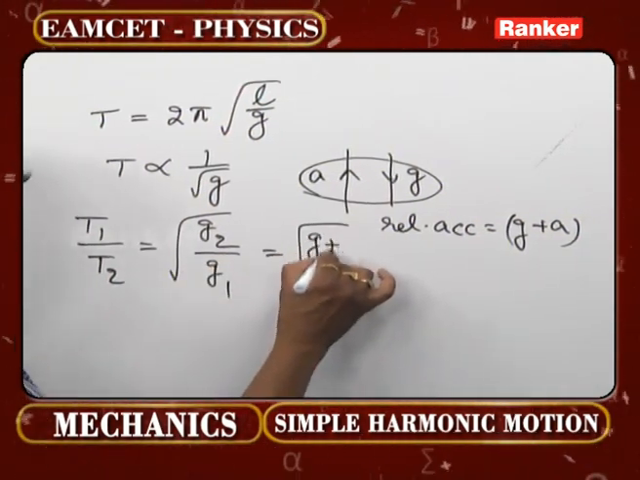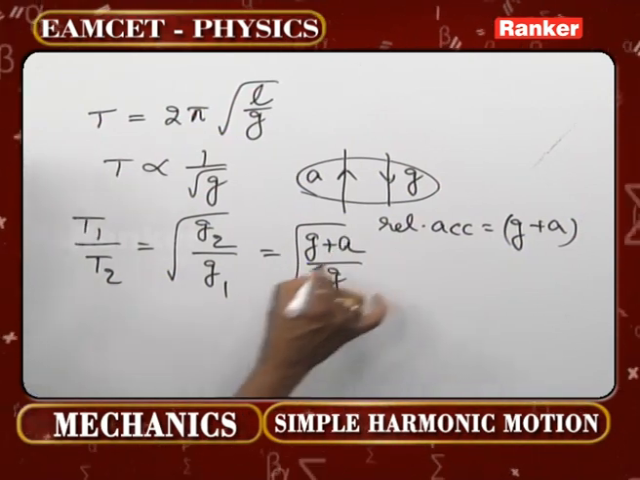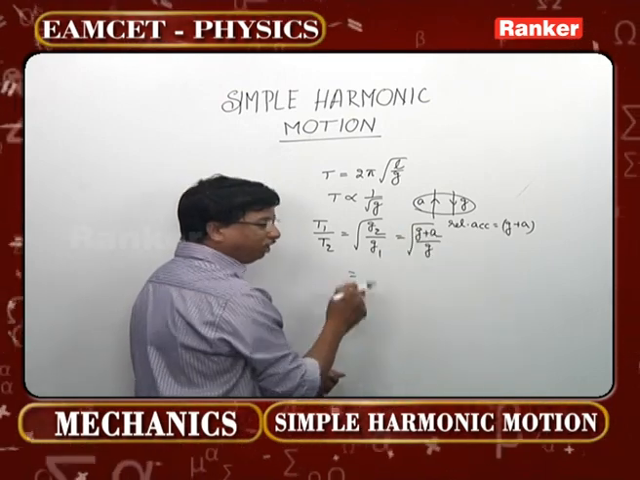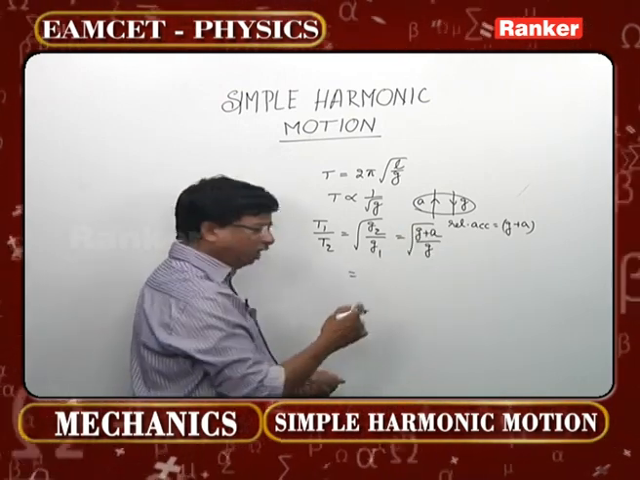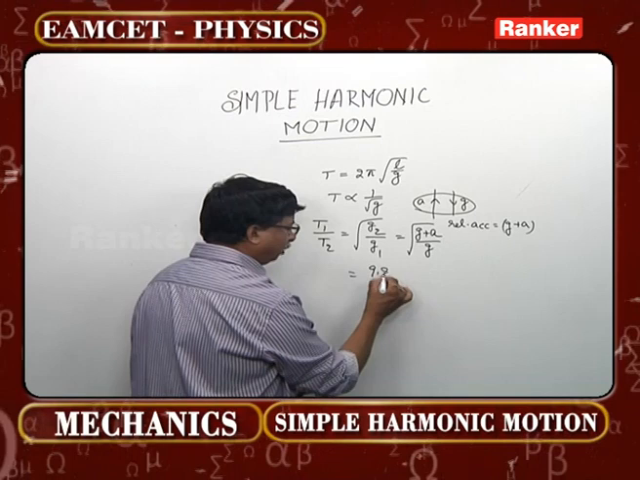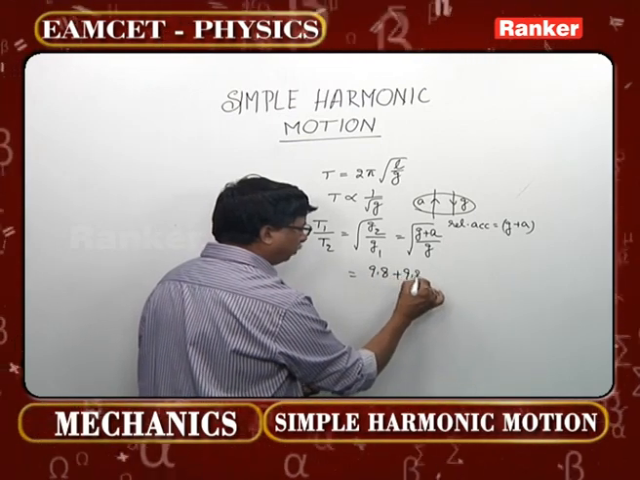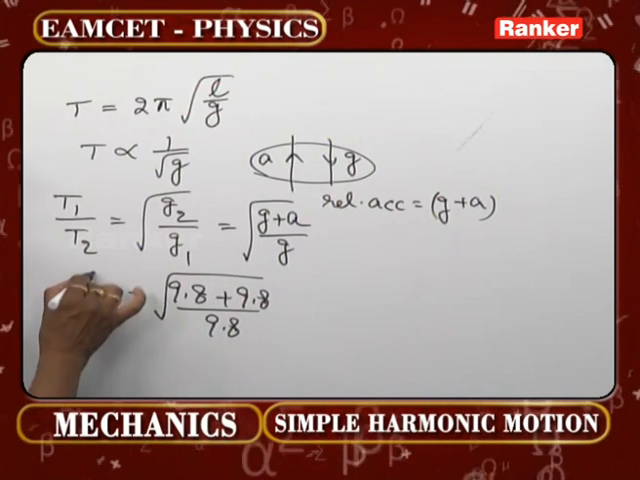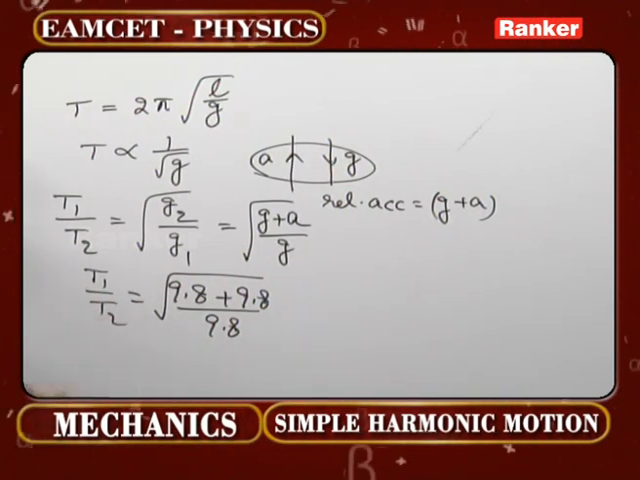It is g plus a by g. But what is the value of g? We all know 9.8. What is the value of a that also has been given? 9.8. So you can write 9.8 plus 9.8 by 9.8 under root. That is actually the concept. T1 by T2. That is the case.